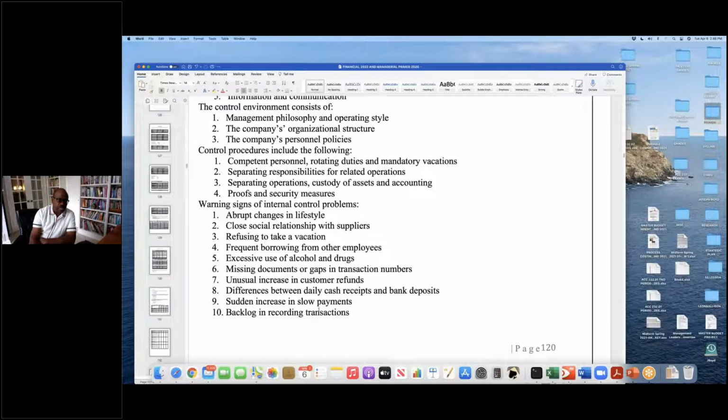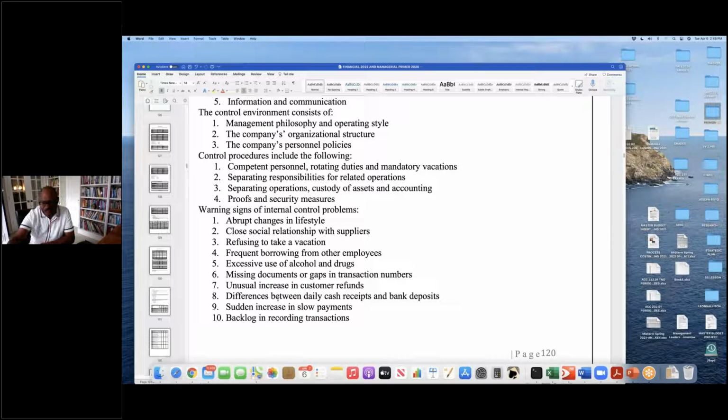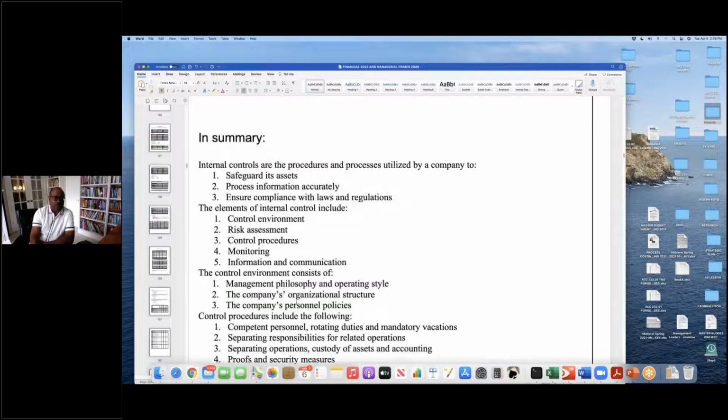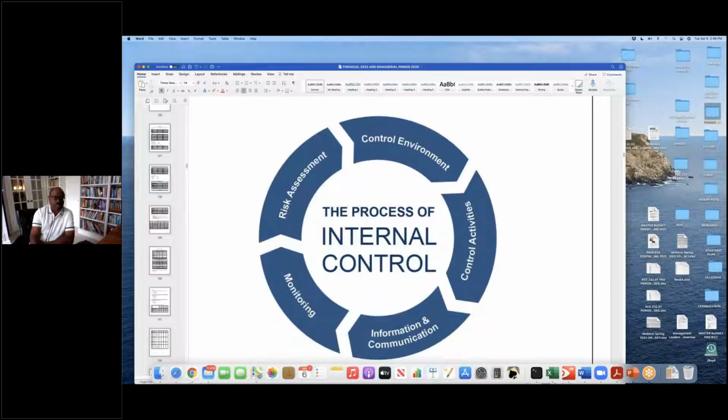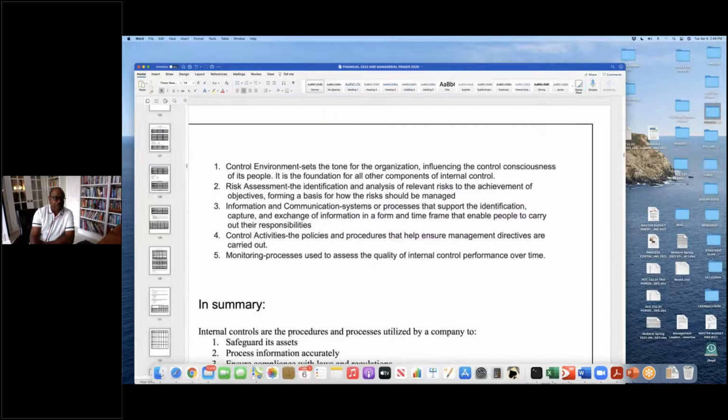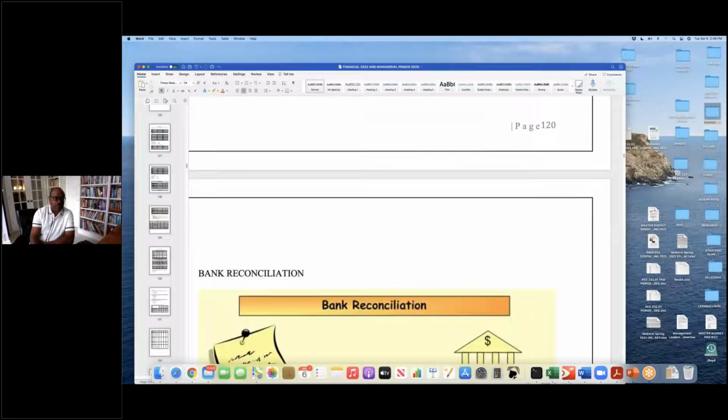backlog in recording transactions. So these are 10 things that, when you are managing a company, you look at on your employees, because you have to protect the cash and all assets. If you don't, they will disappear. Any questions on this part, dealing with internal control and the need for internal control? Should not be a problem with understanding this.